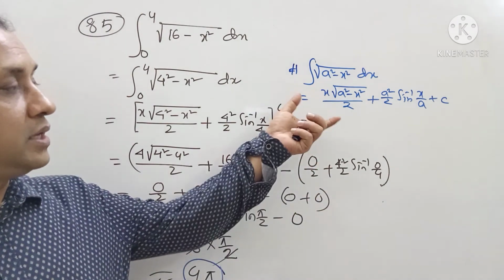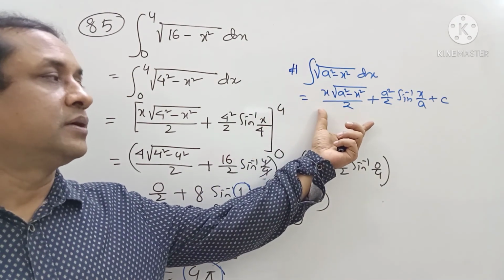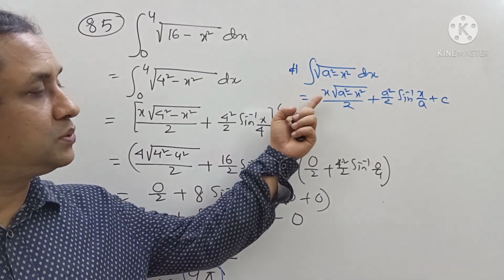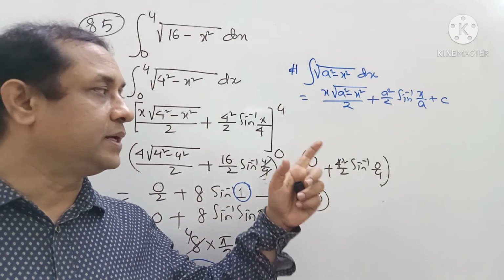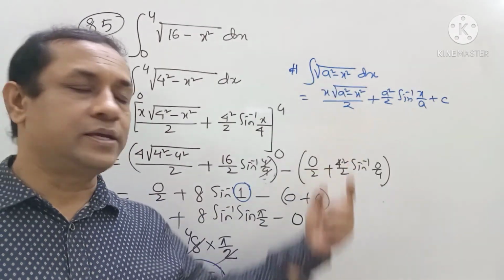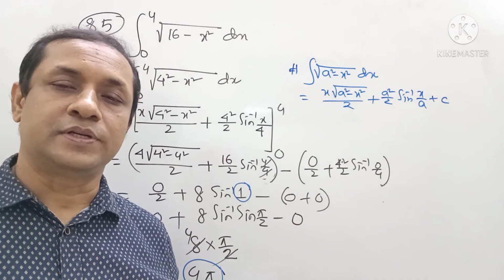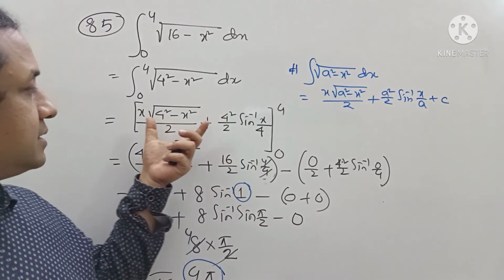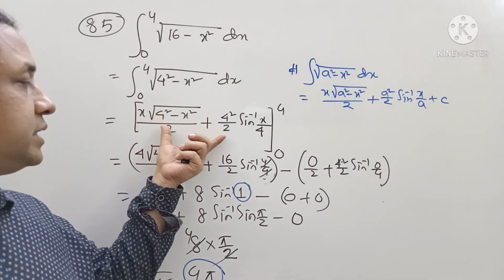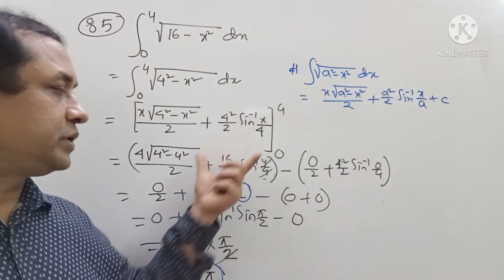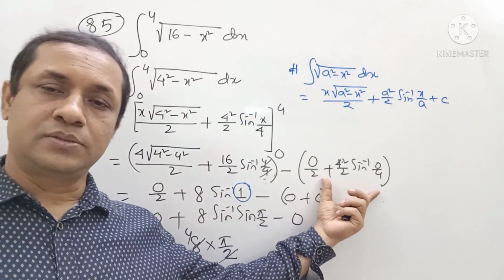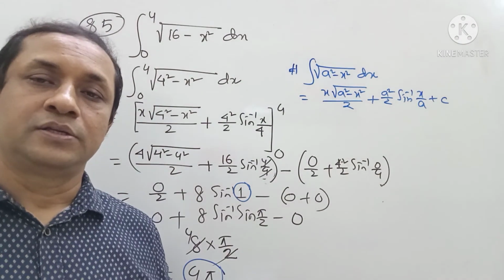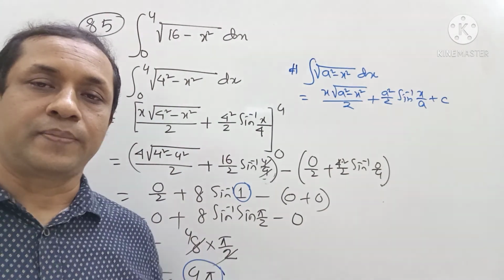So student, it is a very important formula: root over a square minus x square equals x root over a square minus x square by 2 plus a square by 2 sine inverse x by a. So memorize it, student. And I say again, using this formula, putting the upper limit minus the lower limit, we get 4 pi. So the result will be 4 pi.